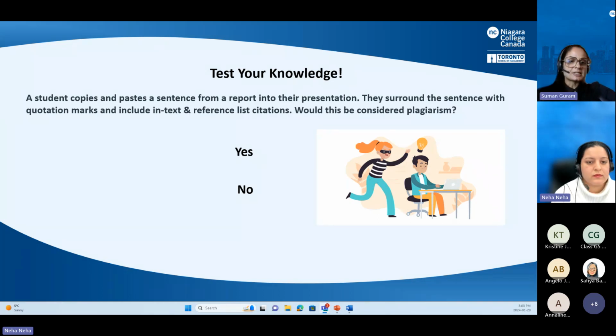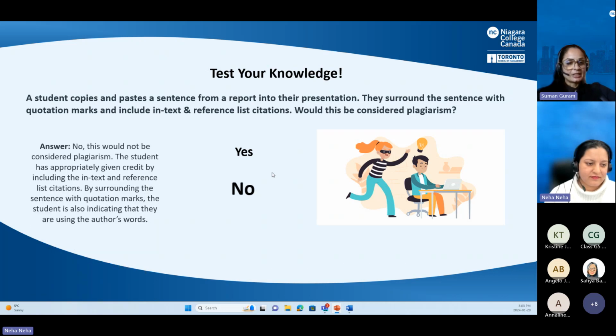A student copies and pastes a sentence from a report into their presentation. They surround the sentence with quotation marks and include an in-text and reference list citations. Would this be considered plagiarism? No, our first no. It would not be considered plagiarism. The student has appropriately given credit by including the in-text and reference list citations. By surrounding the sentence with quotation marks, the student is also indicating that they're using the author's words.